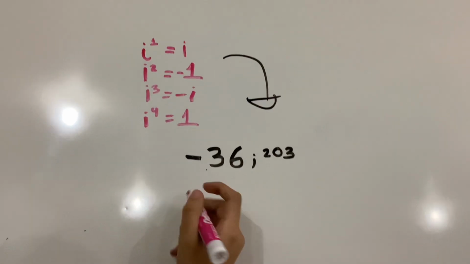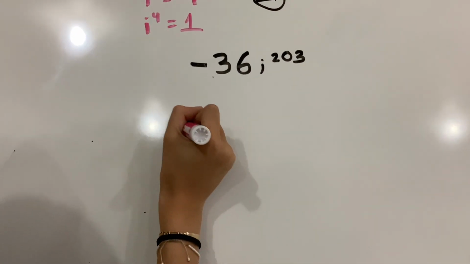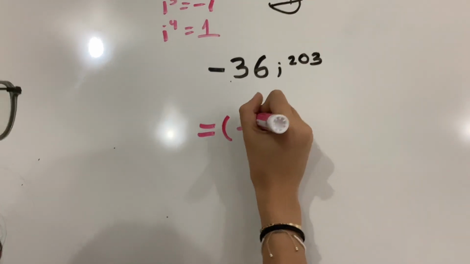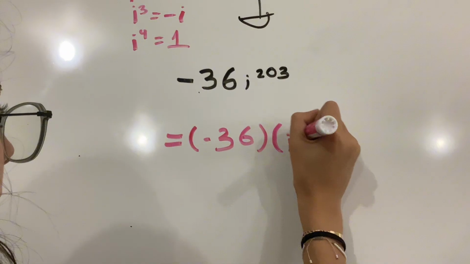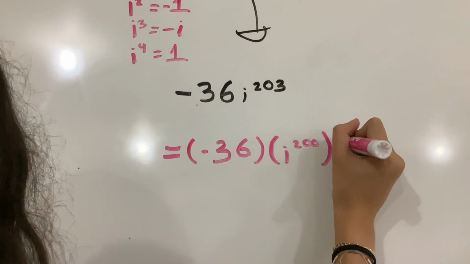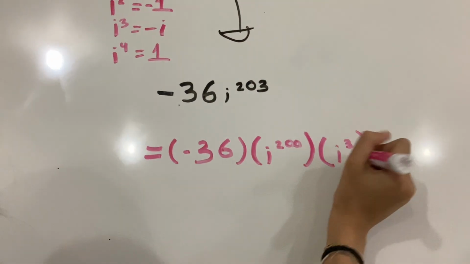So now, like last time, let's break down i to the 203 so it can be multiplied or simplified, if you'd like to call it that, by 4. So we can later turn this into i to the 4.